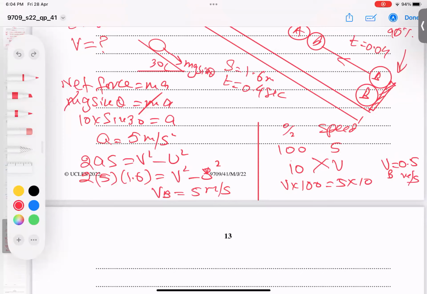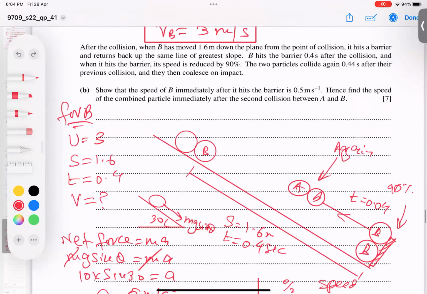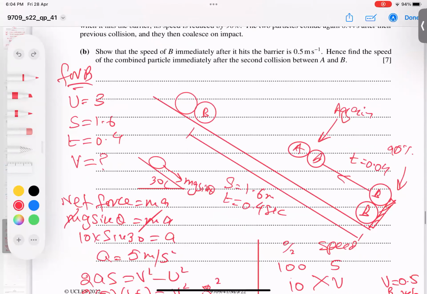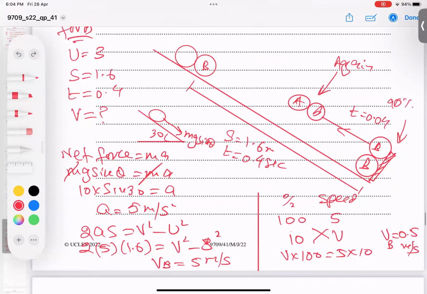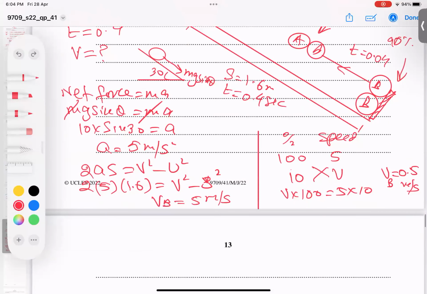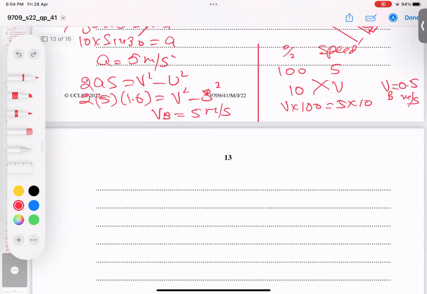Now students, this point is very clear. Now we have to talk about the last part, the speed of the combined particle. Now this is the interesting part, because they will hit again. But we know B is very clear. Let's talk about B. So for the B particle after hitting the barrier, what is the situation?